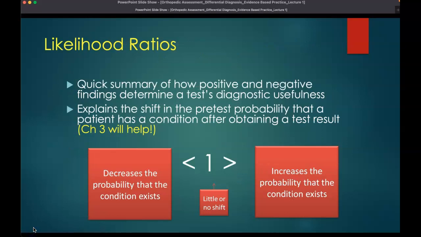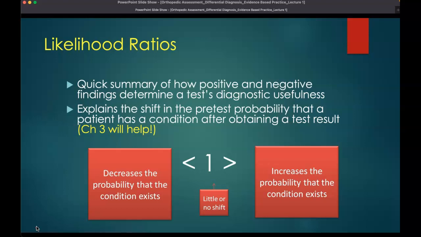The next evidence-based practice statistic that we really should talk about is the likelihood ratios. And you guys did a homework assignment with likelihood ratios and evidence-based practice. So if we do a quick summary of this, when we think about likelihood ratios, it's a quick summary of how positive and negative findings determine a test's diagnostic usefulness. So with sensitivity and specificity, we're saying, okay, the patient either has it or they don't, and then the likelihood of that patient actually having it is what the likelihood ratio tells us.